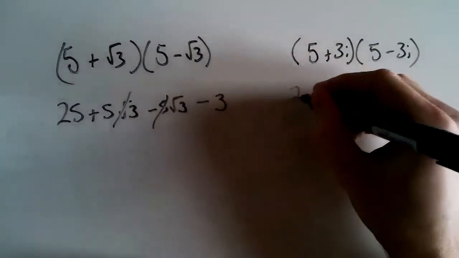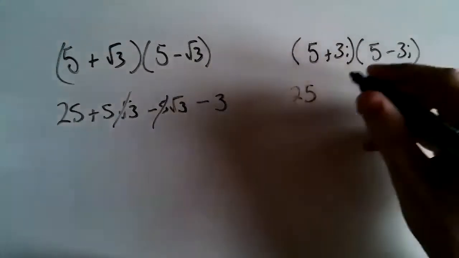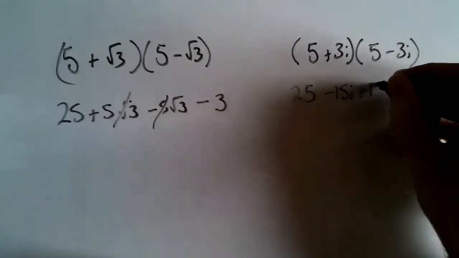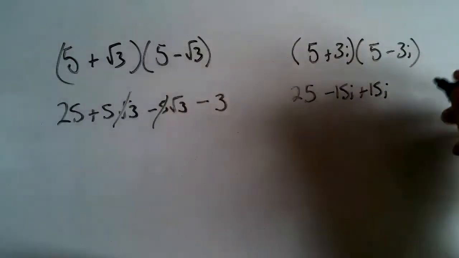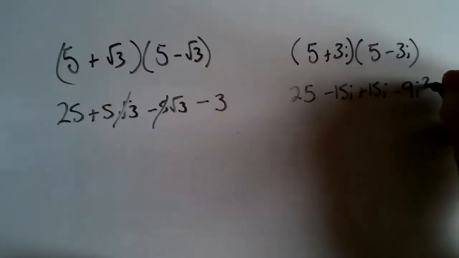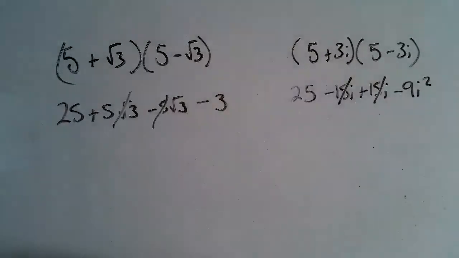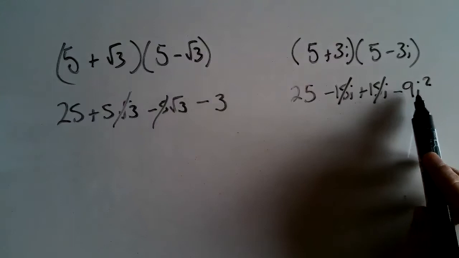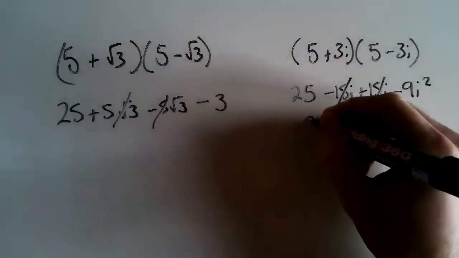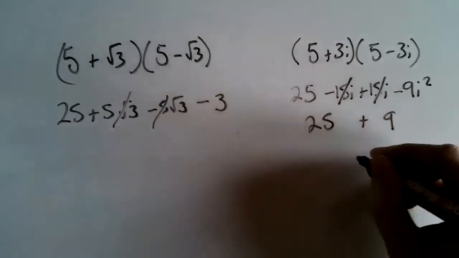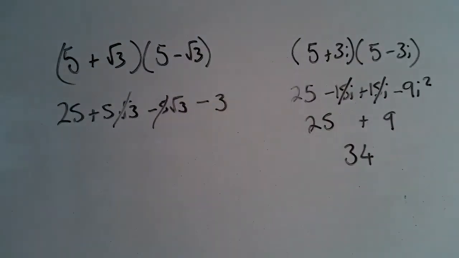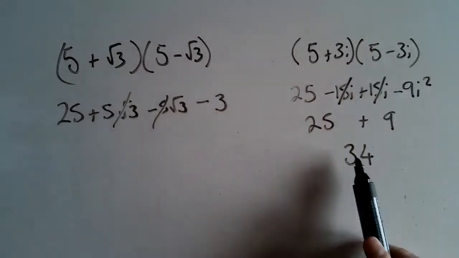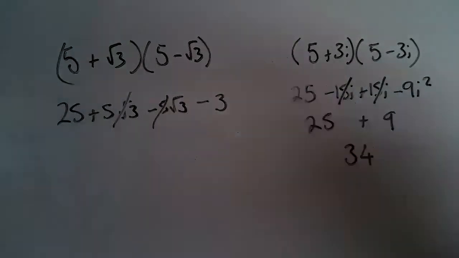5 times 5 is 25. 5 times minus 3i is minus 15i. 3i times 5 is plus 15i. And 3i times minus 3i is minus 9i squared. Well, these bits cancel out. And i squared is minus 1. So minus 9 times minus 1 is plus 9. So 25 plus 9, which gives us 34. So I started with two complex numbers times together, and I get a real answer.